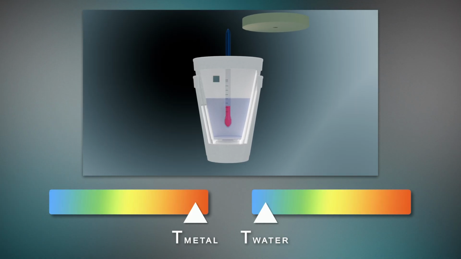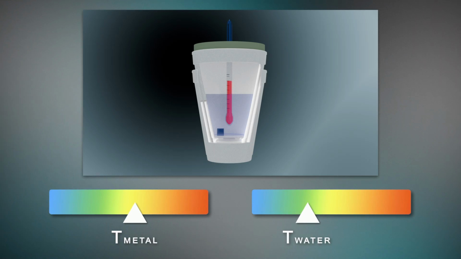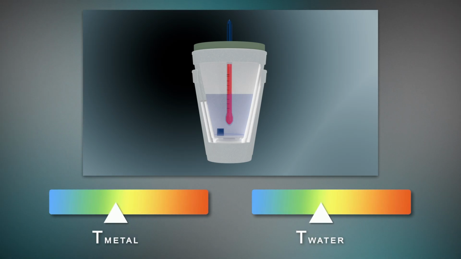Here, the hot metal is the system, and the water is the surroundings. Heat lost by the system equals heat gained by the surroundings. Both reach equilibrium at the same temperature, showing conservation of energy.